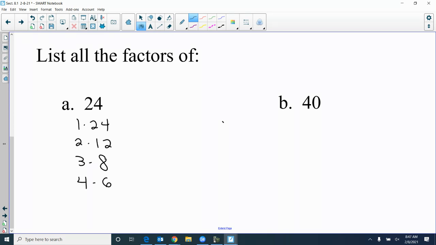Now, 4 times 6 is going to be equivalent to 6 times 4. You don't need to list that separately. Okay, so that's not going to be a separate pair. Is there anything else that multiplies together to give us 24? Okay, so you need to be able to figure those out. You need to be able to come up with those.